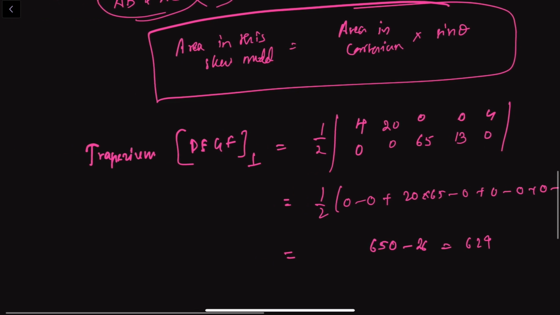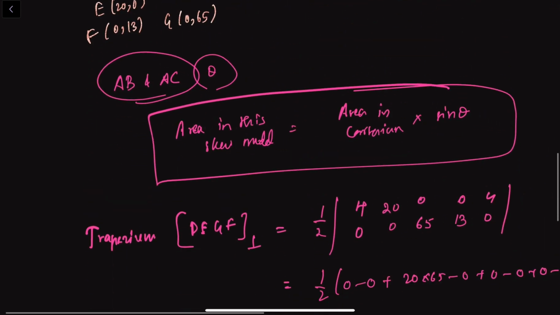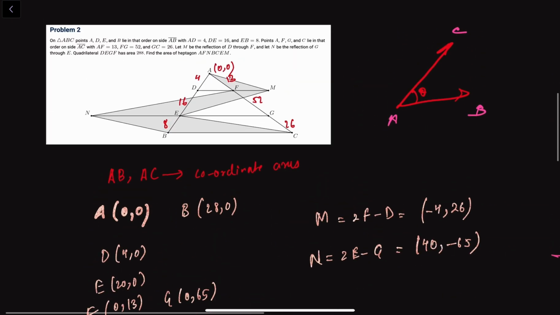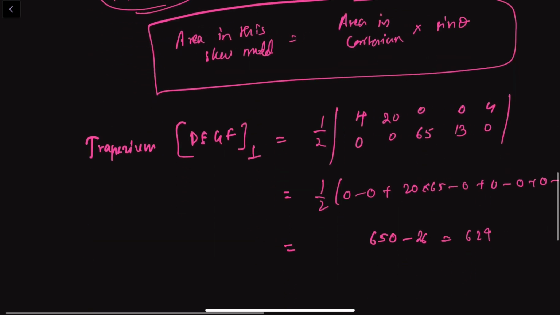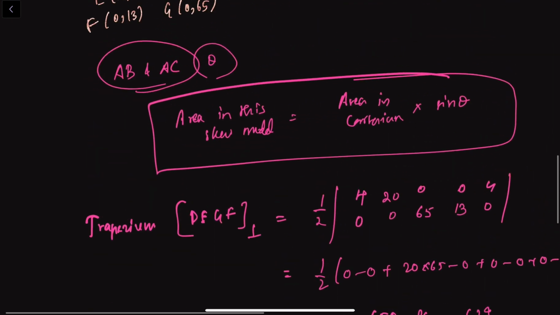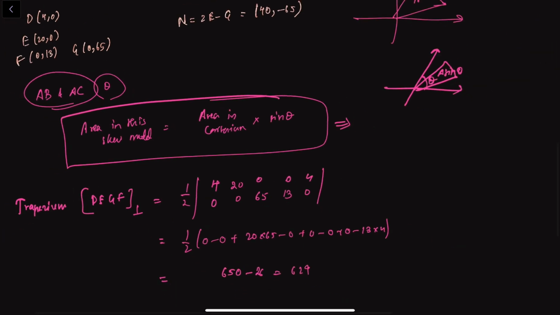So this is the area in the normal Cartesian system. By using this we can find theta, because we already know that the area of this quadrilateral in this new system is 288. So by using this formula, the area in the skew model is 288, which equals the area in the regular Cartesian system, 624, times sine theta. So sine theta would be 288 by 624.